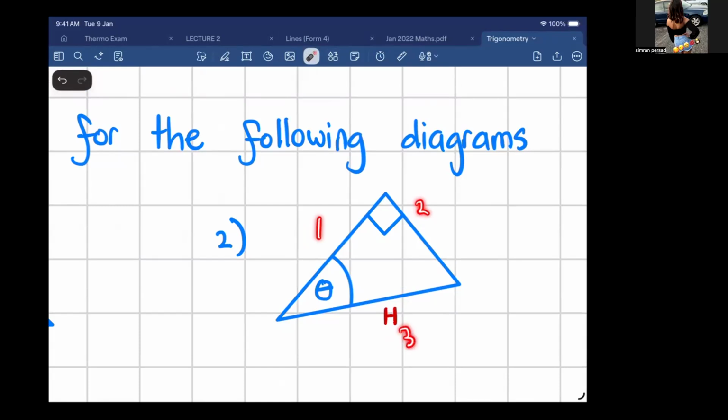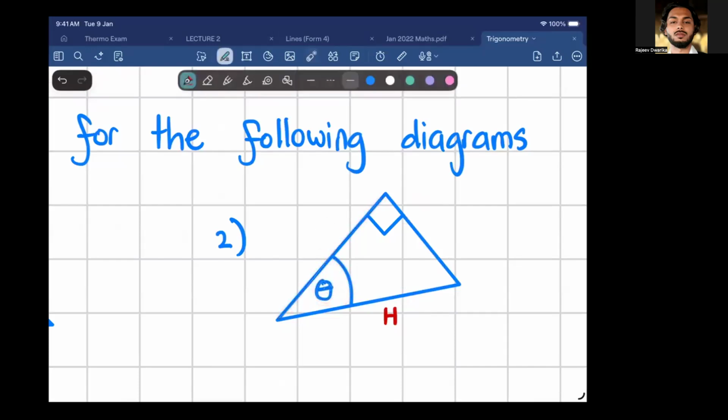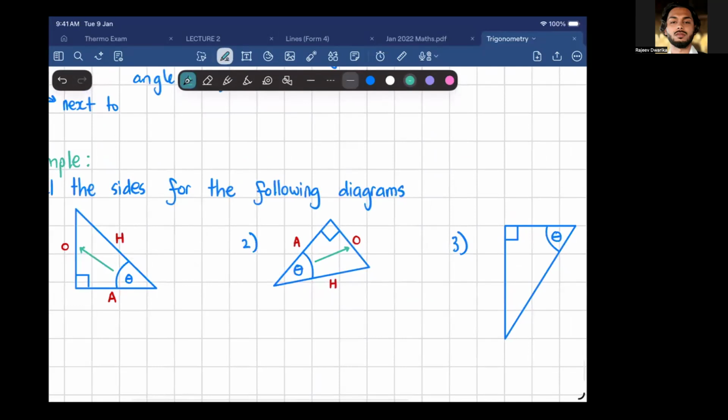2. No. Remember, adjacent is the side that's right next to the angle. So we are considering this angle here. So this is the side right next to the angle. So that's the adjacent. And lastly, this will be the opposite, right? Because it's opposite the angle in question. Right. Nice.